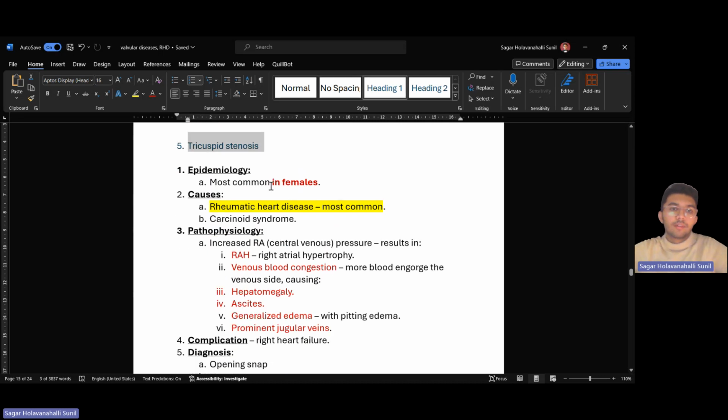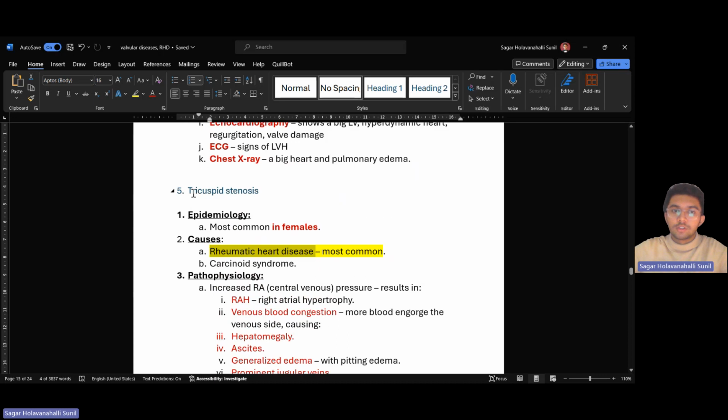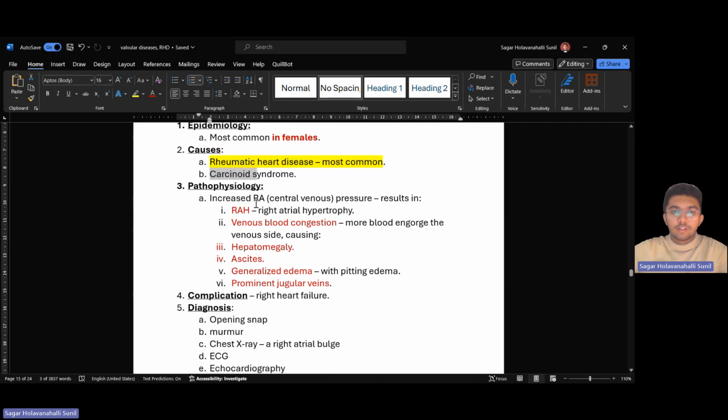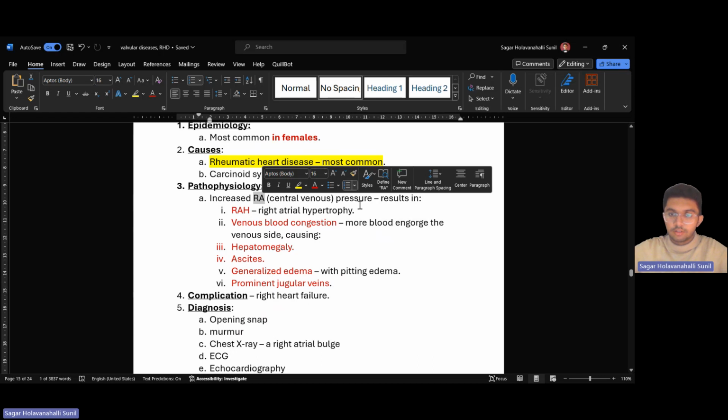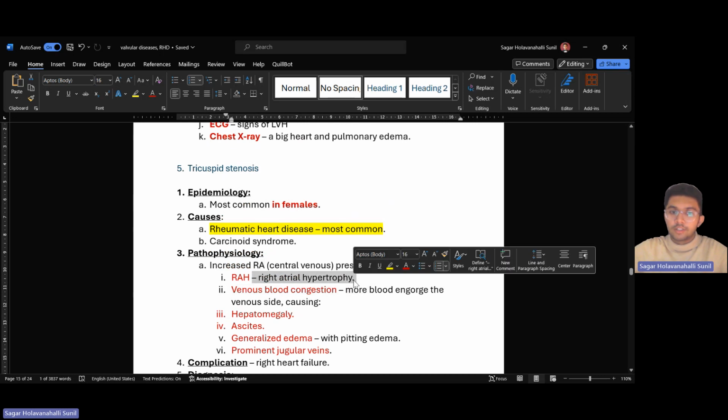Tricuspid stenosis. Now we are talking about the tricuspid valve, that is on the right side of the heart, most common in females. Rheumatic heart disease is one of the most common causes of tricuspid stenosis, but it can also be carcinoid syndrome. The pathophysiology of this is increased right atrial pressure because of this stenosis. Therefore, blood accumulates in the right atrium. There'll be right atrial hypertrophy as an adaptation.